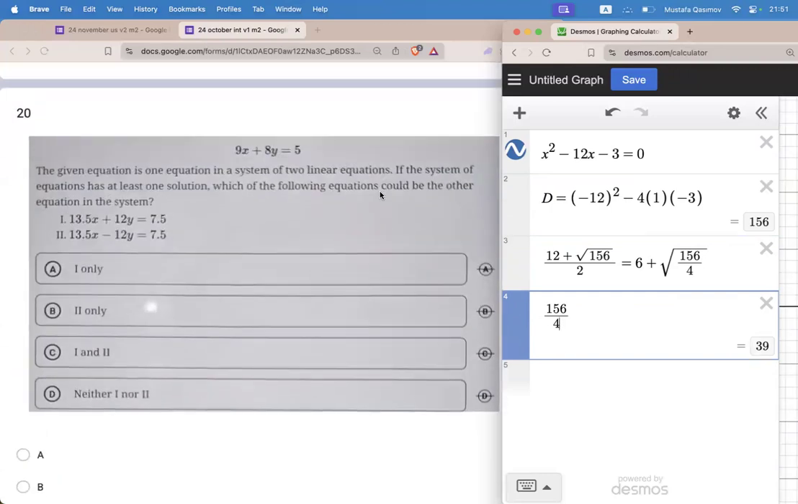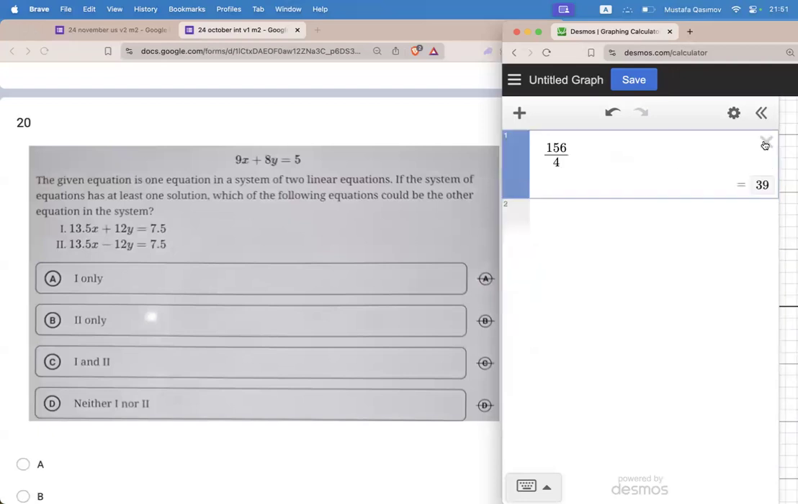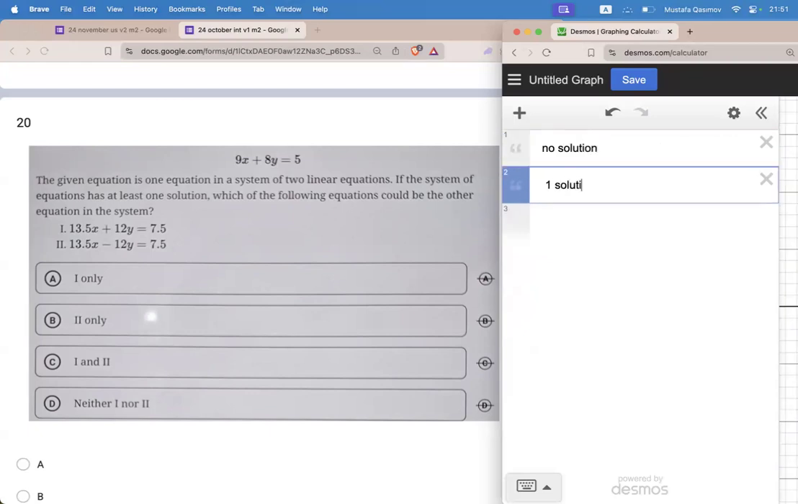Okay, 20. We know that for a system of equations, we have three types of solution. It can be no solution. It can be one solution. It can be an infinite number of solutions. But when I say at least one solution, it means that no solution is not correct. It has to be one solution or an infinite number of solutions.